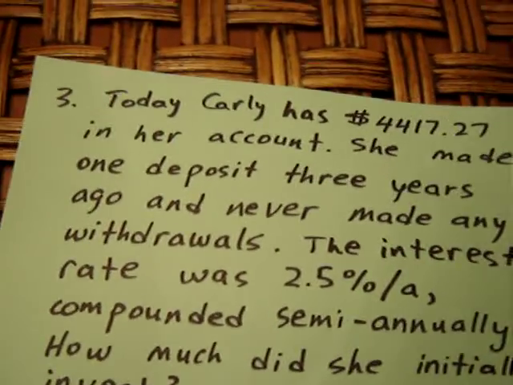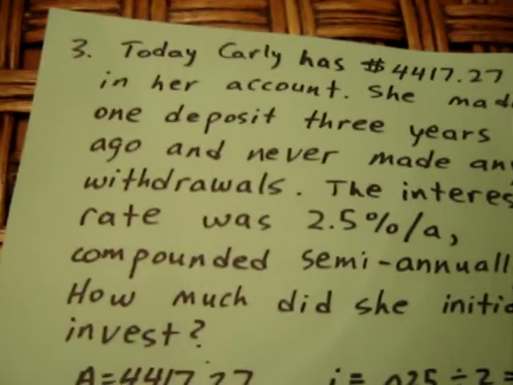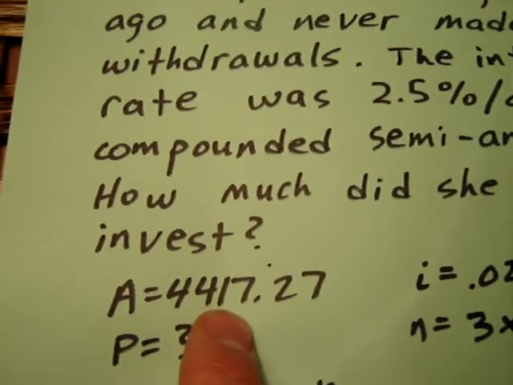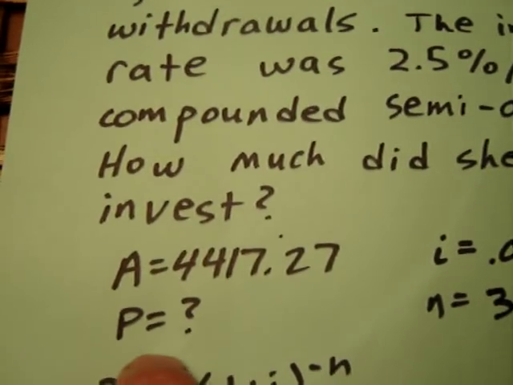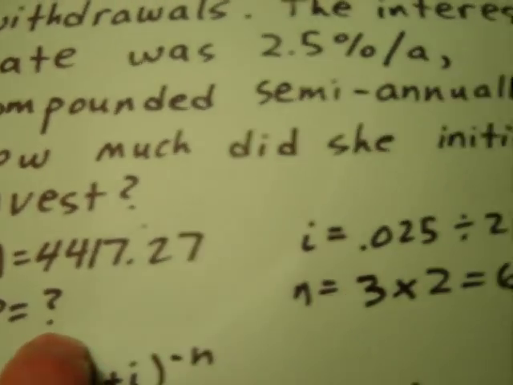Well, we know that the final amount that occurs after all the compounding is $4,417.27. That's the amount that occurred 3 years later. So we have A equals 4417.27. The principal amount, the prior amount, is what we're looking for. We don't know that right now.